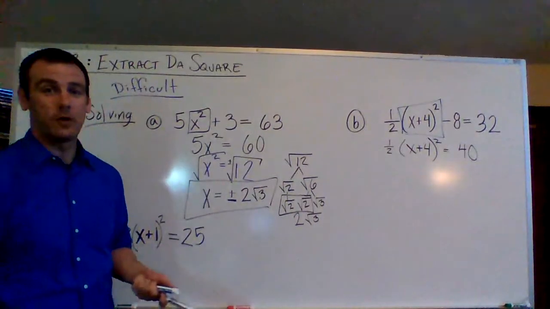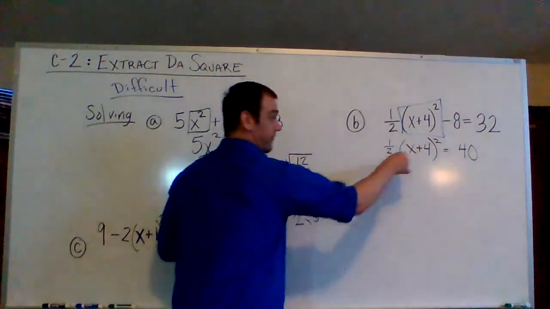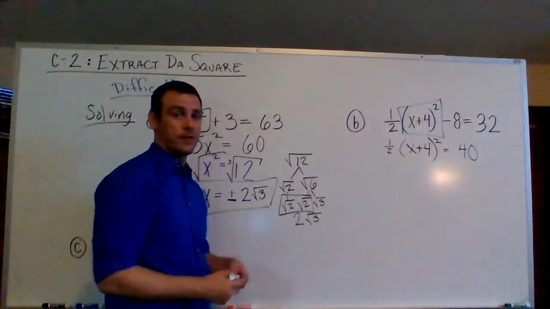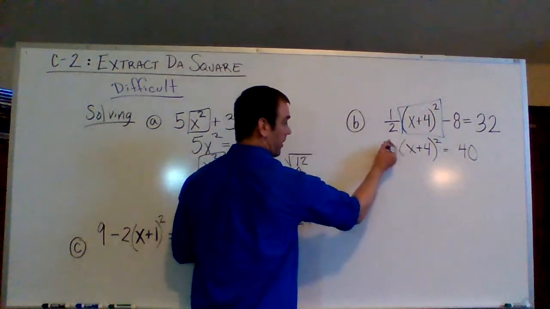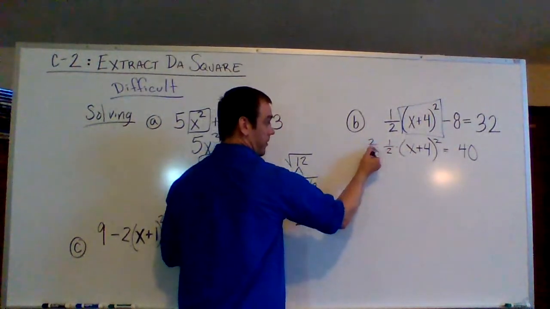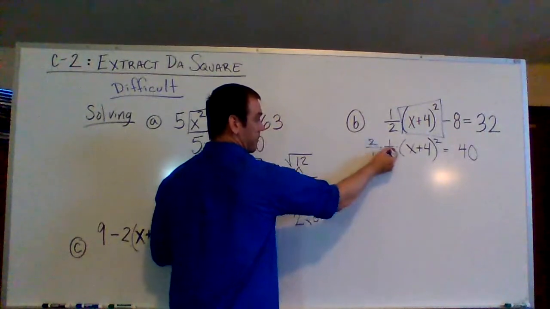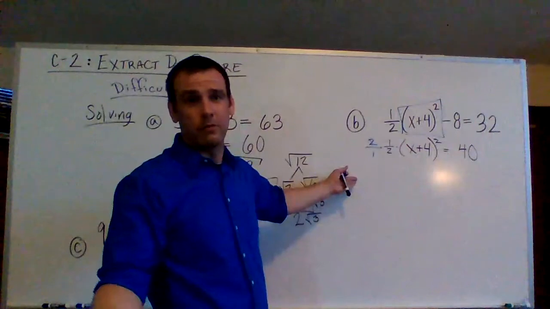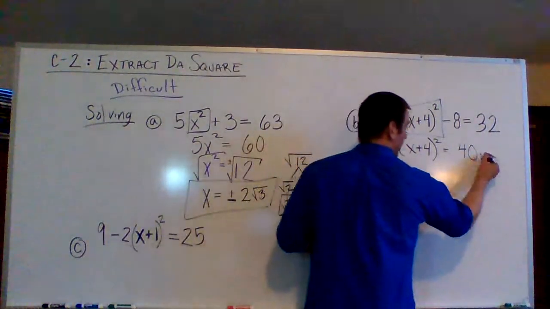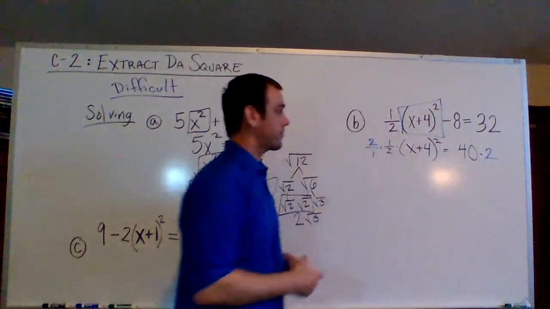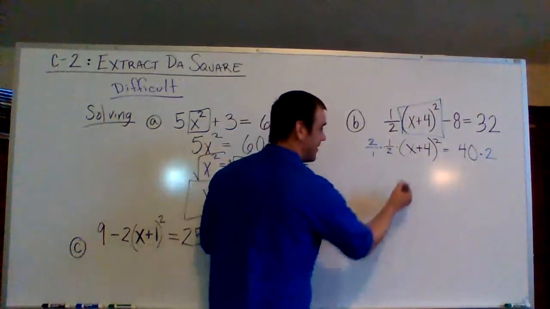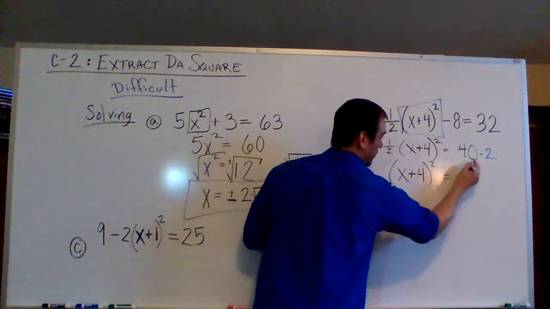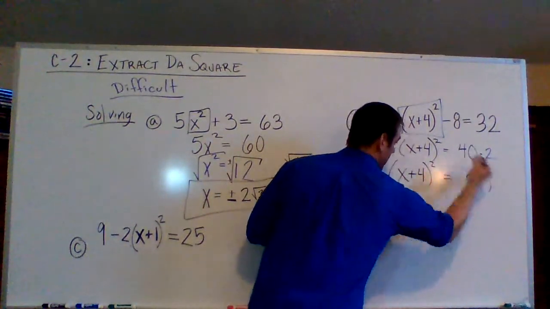From there, what I want to do is divide both sides by 1/2 if you're using a calculator. A better way I want you thinking about this is we're multiplying by 2 over 1. So if I multiply by 2 over 1, those 2's cancel. I'm multiplying both sides by 2 over 1, which is really just 2. Multiply by 2, and there you go. x plus 4 squared equals 40 times 2, which is 80.